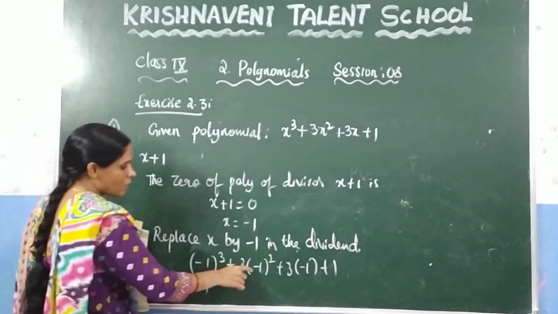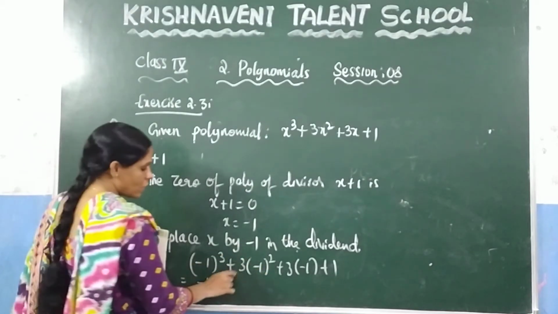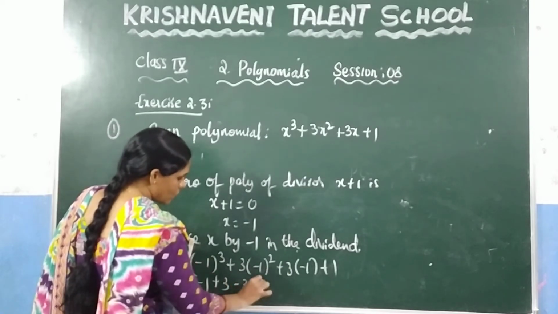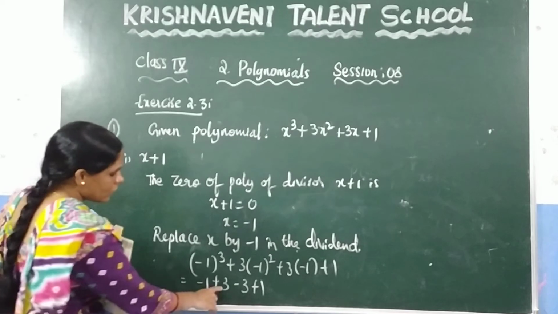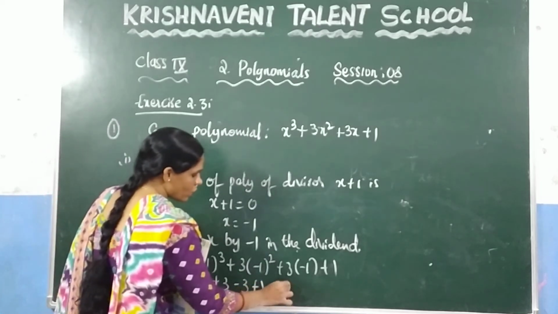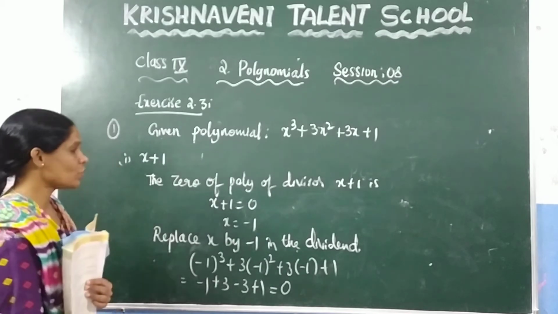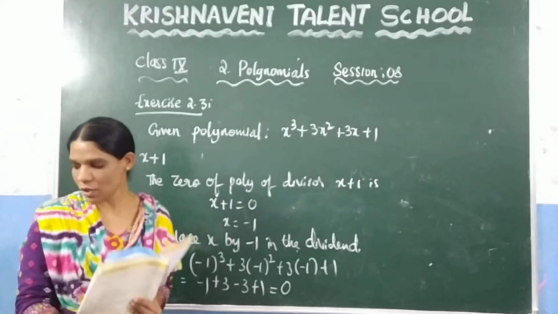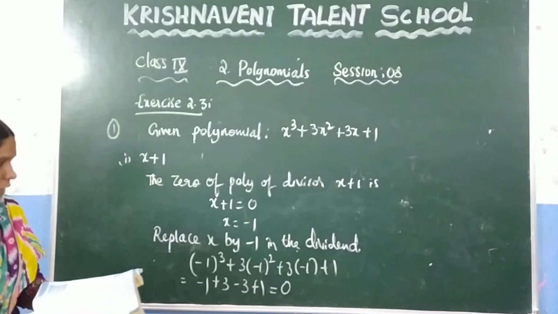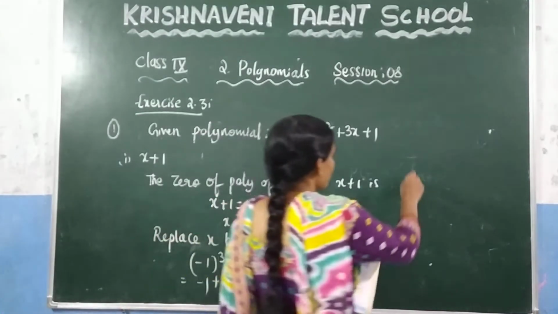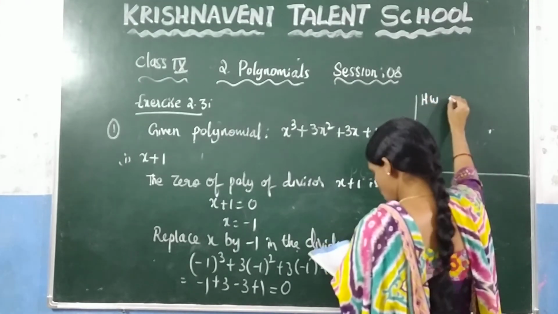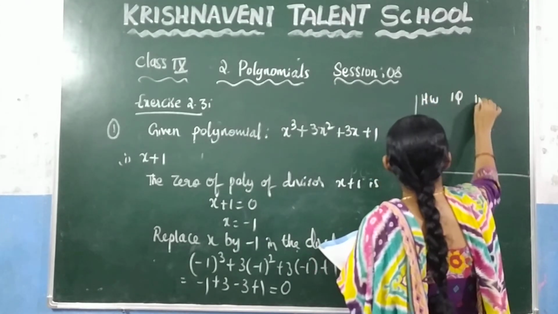And after that, minus 1 whole square is 1, 3 into 1 is 3. Similarly here, minus 3 plus 1. Here you know that 3 minus 3 is 0, minus 1 plus 1 is 0. So you are getting the remainder as 0 without doing the actual division. Now see the second question here, x minus 1 by 2. This question is your homework. You can do it in the same way.